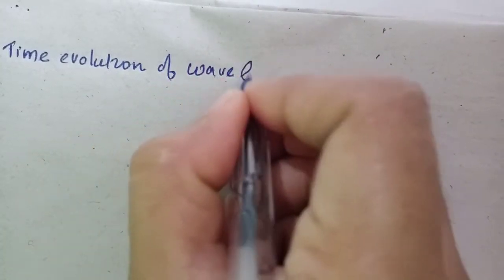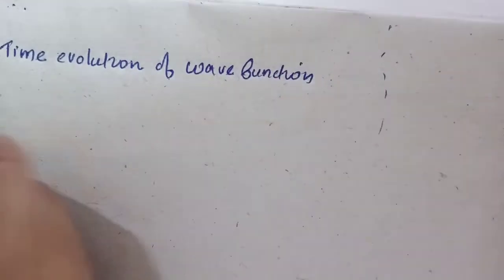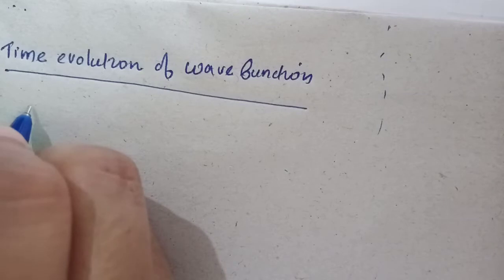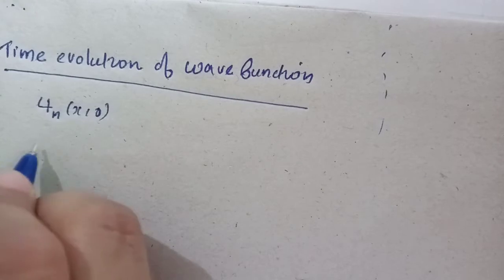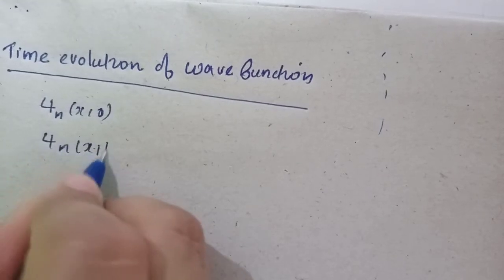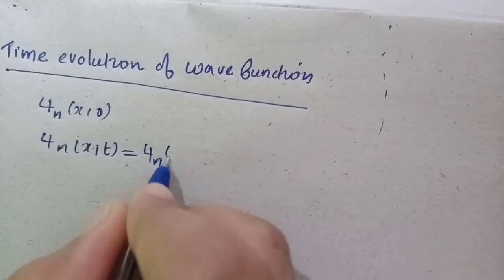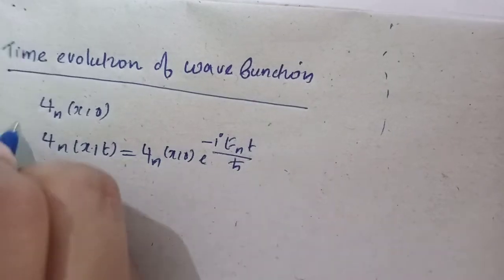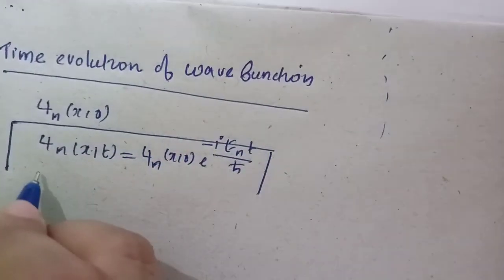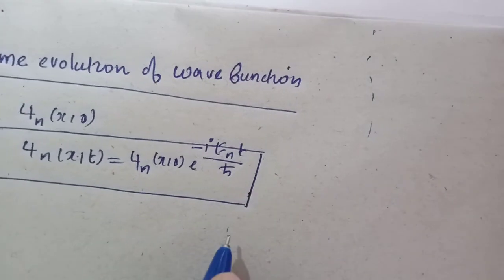Today we are studying about the time evolution of wave function. Okay, time evolution of wave function. So if you consider a wave function psi n of x comma 0, then psi n of x comma t is equal to psi n of x comma 0 into e raised to minus i E n t divided by h cross. This is the equation to find the wave function after time t.